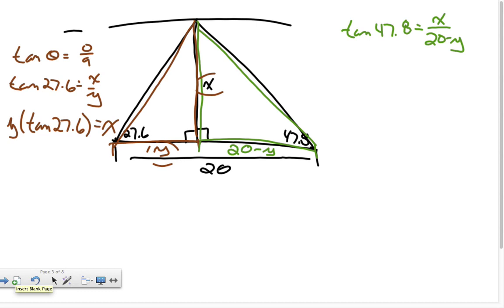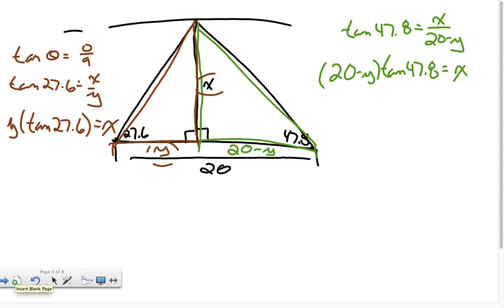Once we get here, again, I want to isolate for x. So how can I isolate for x in this instance? Cross multiply, so basically multiply 20 minus y on both sides. So now we have two x's.